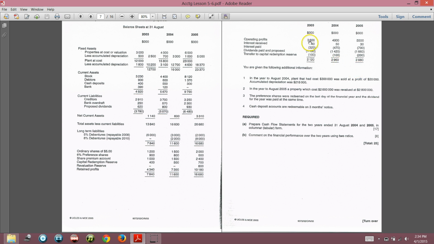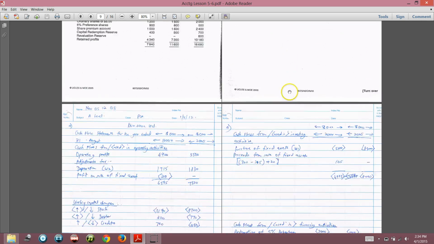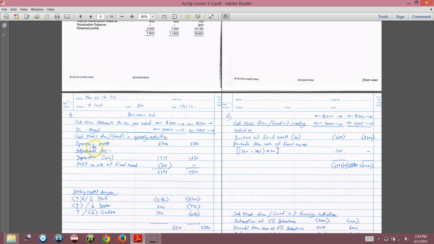So since there's no net profit before interest, but now we know that operating profit more or less means net profit before interest, so we will use operating profit. We can start with operating profit. So 2004, 2005 is 5,005.